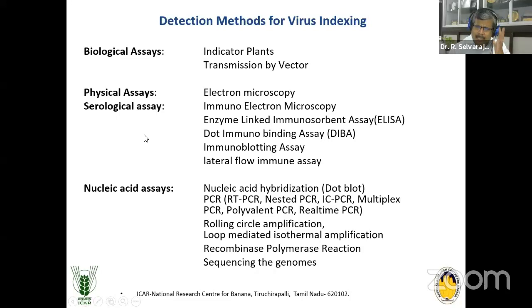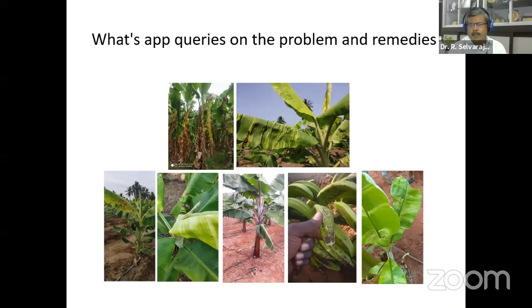When you talk about diagnostics for viruses, it is only serological or nucleic acid. Serological because we are aiming for the coat protein; nucleic acid, we are aiming for the genome. There are many methods which I am going to talk about in detail. And nowadays we get a lot of WhatsApp pictures. In the last 3 months I got more than 1,000 banana pictures, and a few of them I have put here. How can I identify from these pictures?